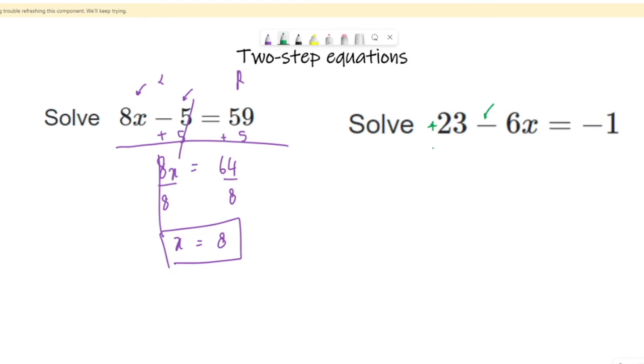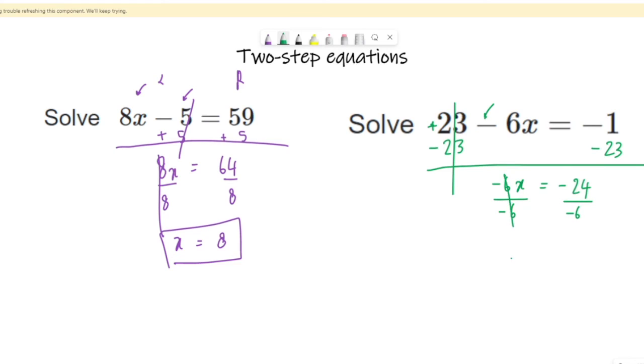So to cancel this 23, I will do minus 23, which is the inverse of plus 23, and I'll do minus 23 on the other side as well. So 23 and 23 cancel each other. Negative 6x will be remaining, equal to negative 1 minus 23, which gives you negative 24. Now we have a negative 6 extra with x. Negative 6 is multiplying with x. The opposite of multiplication is division, so we will divide by negative 6 on both sides. Negative 6 cancels negative 6. We are left with x on the left side. On the right side it's just 4, because a negative number divided by a negative number gives you a positive answer.